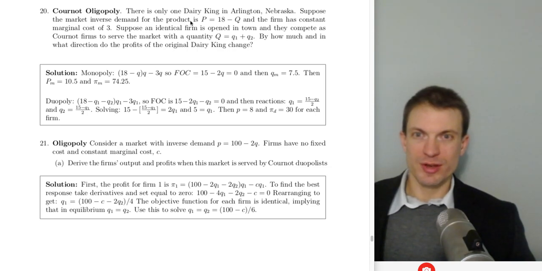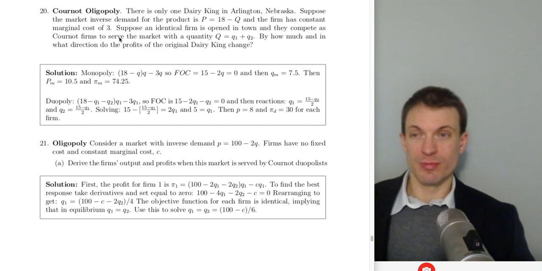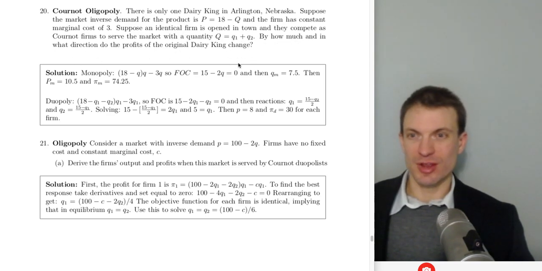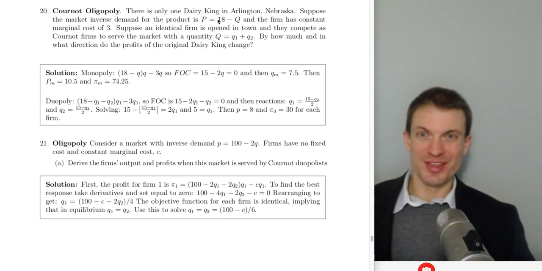So there's only one Dairy King in Arlington, Nebraska. There used to be only one Dairy King in Arlington, Nebraska. Suppose our inverse demand is 18 minus Q. The firm has constant marginal cost of 3. Suppose an identical firm opens. By how much and in which direction do the profits change? Well, this is the same question. Just raise this from 15 to 18.